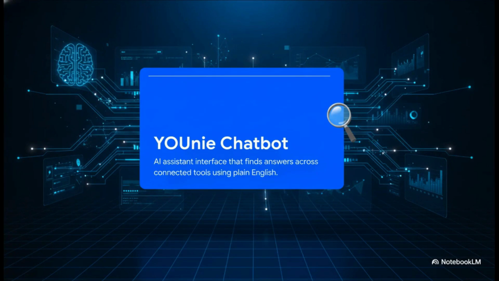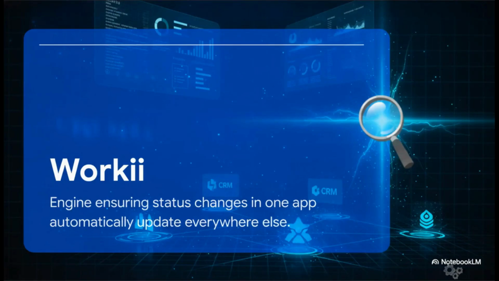Let's talk about YOUnie for a second. This is an AI assistant interface that completely eliminates manual digging. Say you want to know who hasn't paid their invoice this month, or maybe what the status is of that stalled enterprise lead. Instead of opening up 5 different tabs and pulling your hair out, you literally just ask YOUnie in plain English. It instantly searches across all your connected tools and gives you one unified answer. Just like that.